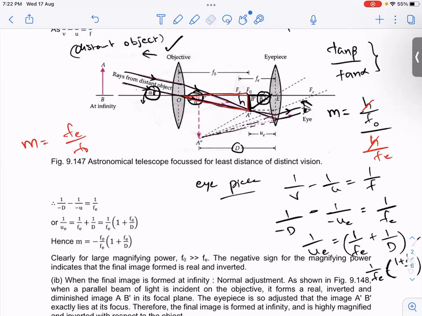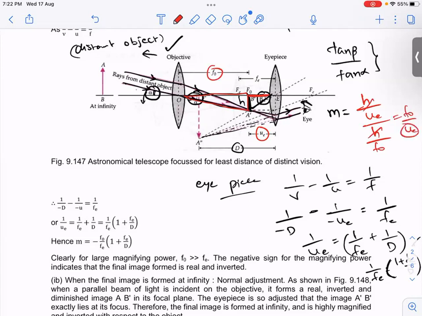One minute, I'm sorry, I made a mistake. It is h divided by ue, this distance is ue. H divided by ue, divided by, with respect to tan alpha, it will be h divided by f naught. So h and h will get cancelled. It will be f naught divided by ue.